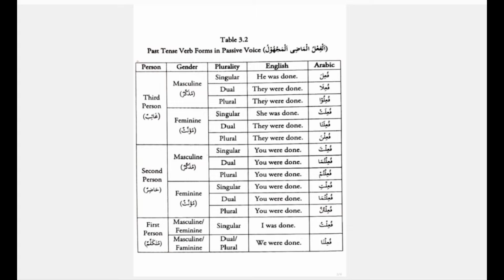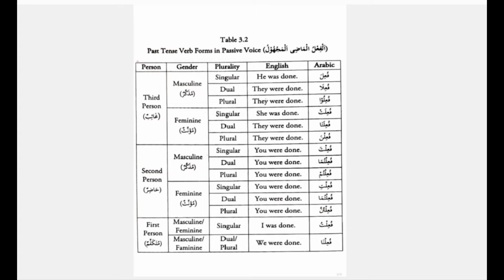After memorizing the table, you should be able to say it very fluently, like this: فعل فعل فعلوا فعلت فعلتا فعلنا فعلت فعلتما فعلتم فعلت فعلتما فعلتن فعلت فعلنا. If you don't know it that fluently, then you should practice more.